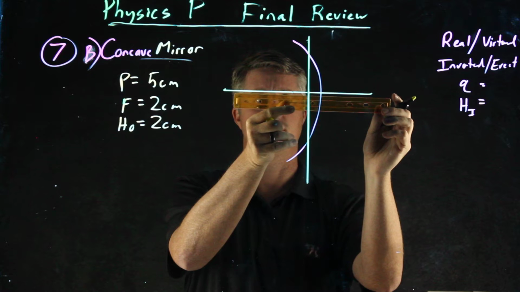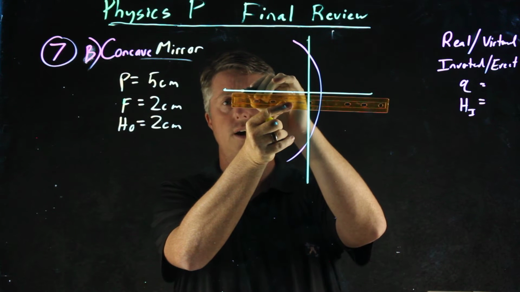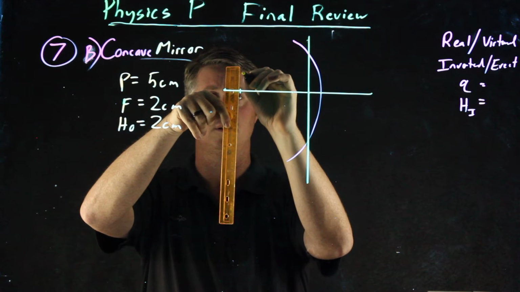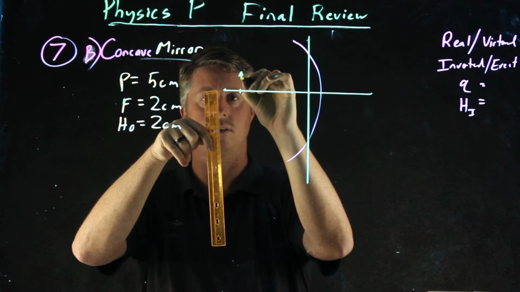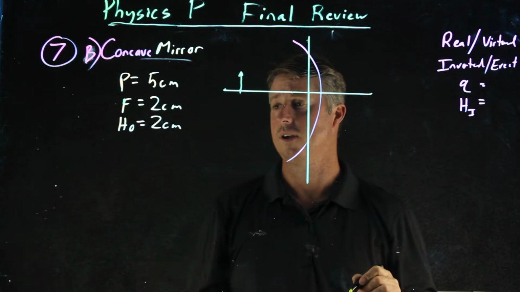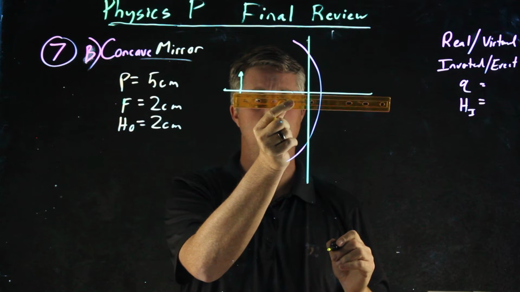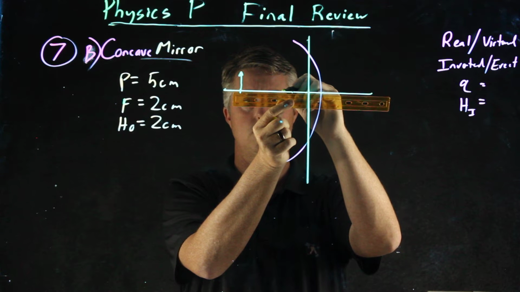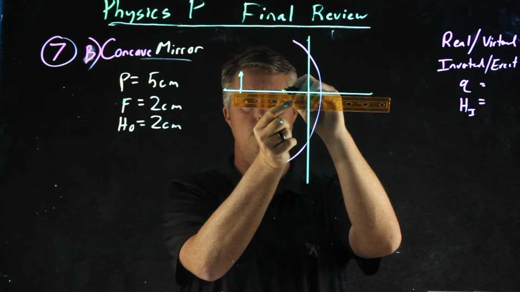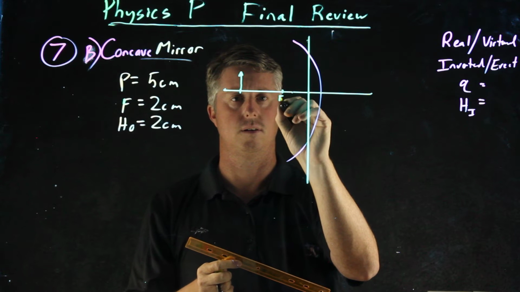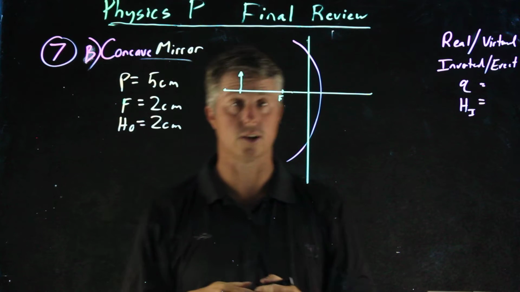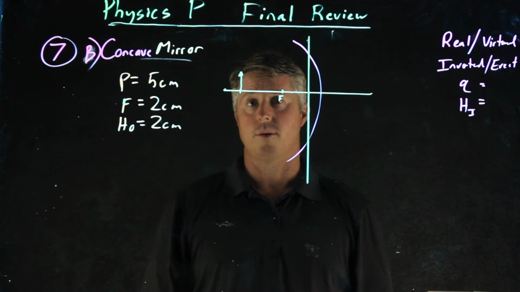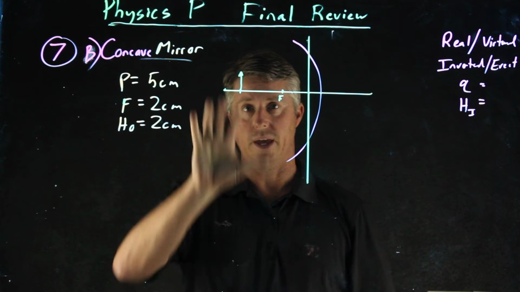So in this case, take it out to 5, it's about right there, and then the height is 2. There's my height of 2. I also have a focus of 2, which puts it right about here. Okay. Give or take a little bit on this. Now, I need to draw my rays. I need to make this picture work.